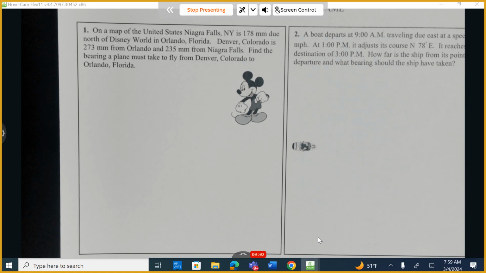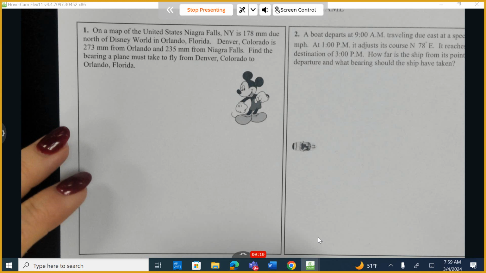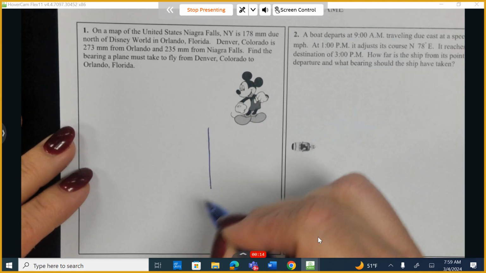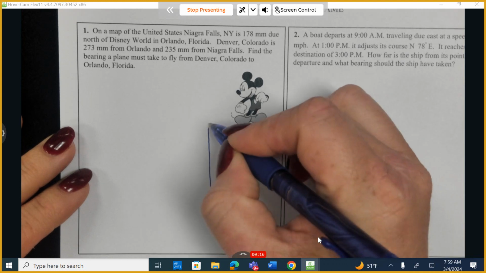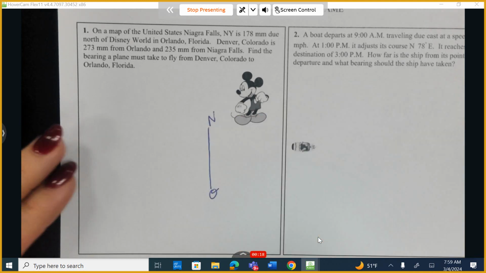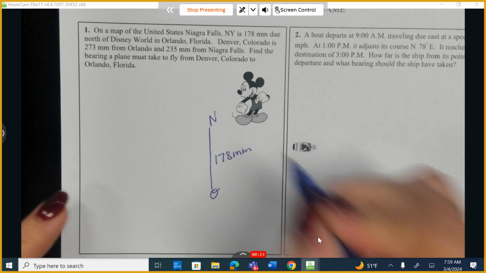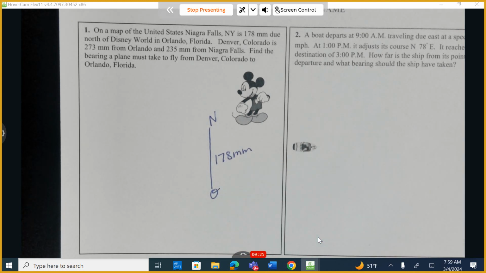On a map of the United States, Niagara Falls, New York is 178 millimeters due north of Walt Disney World in Orlando, Florida. So I'm going to draw this. Directly north of Orlando, we can find Niagara Falls. That's 178 millimeters on a map of the United States.